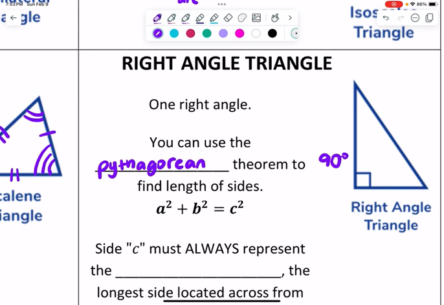It only ever works for right angle triangles, which means if I have isosceles, equilateral, or scalene triangles that do not have a 90-degree angle in them, I am not able to use it. But if I do have a right angle triangle, here is my theorem. My theorem talks about side lengths. So if I have a side length in my triangle that I am missing, I can substitute the values that I know in the other two positions, and I can solve that equation.